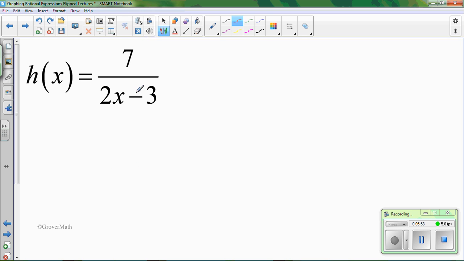H of x equals 7 over 2x minus 3. For the x-intercept here, how do we solve for x in the numerator? Well, there is no x in the numerator, so you have no x-intercept. We saw this with everything we've done so far in this chapter with the vertical asymptotes, the holes, the horizontal asymptotes, the slant asymptotes. Sometimes there isn't one, and it's the same thing with the intercepts. It doesn't always have to cross the axes. So in this case, there is no x-intercept.